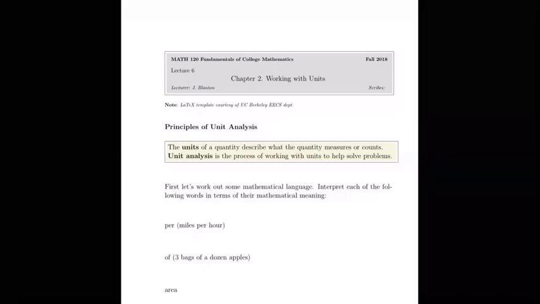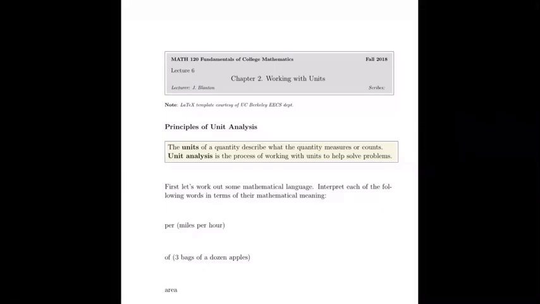So chapter 2 is working with units, and we'll essentially use principles of unit analysis to solve the majority of the problems in this chapter. In fact, that's probably almost all the problems that we'll solve in this chapter will be through unit analysis.